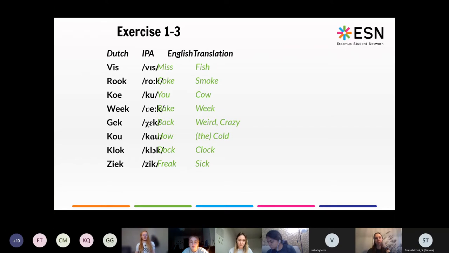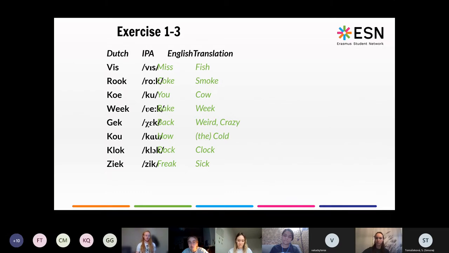Then we have kou, which means cold, the cold specifically. And it sounds similar to how. So in English it's a bit longer. You can see that it's a trend. English sounds are a bit longer, a bit further in the front of your mouth, and the Dutch ones are a bit more back and a bit shorter. Kou, how. And I apologize again for the weird formatting.